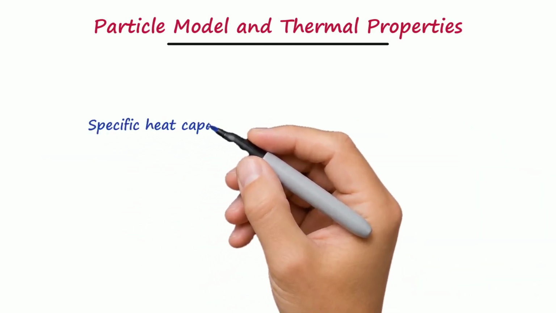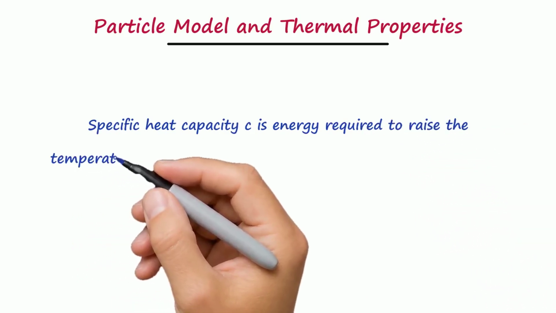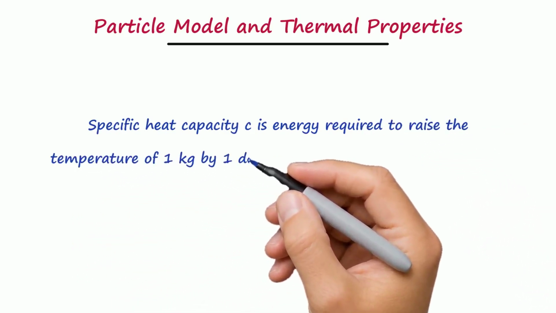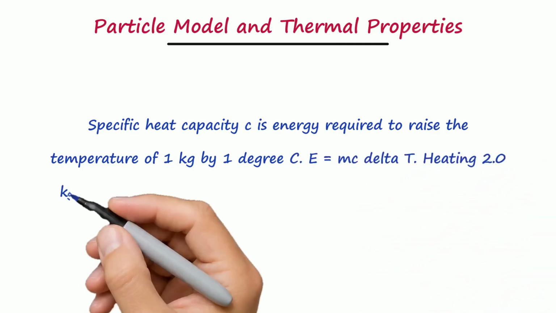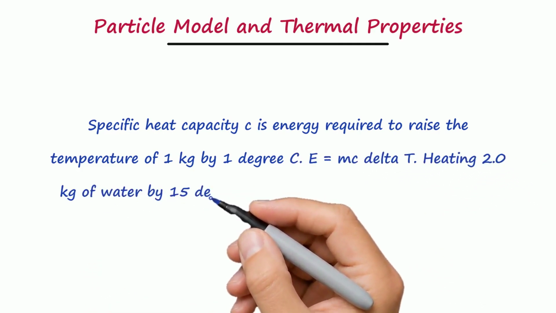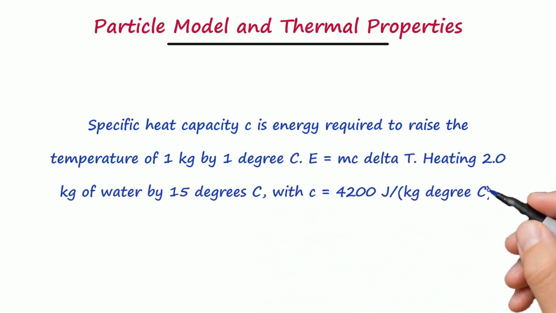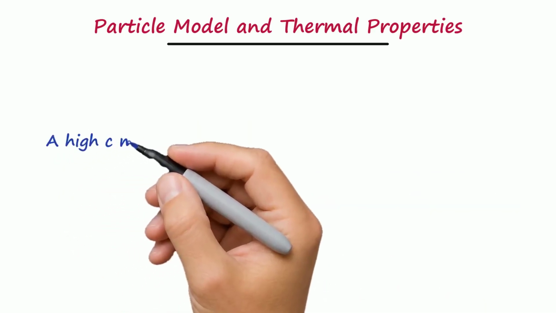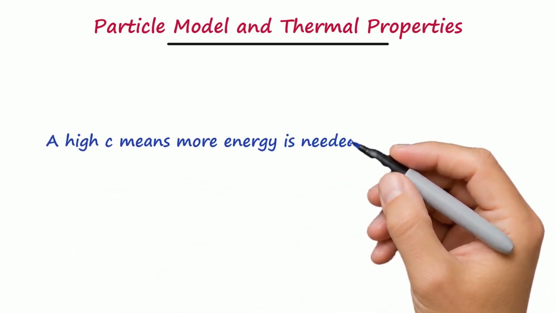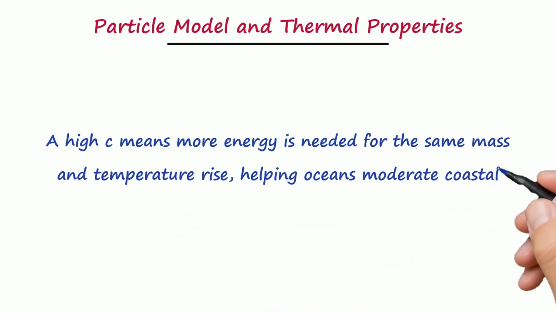Specific heat capacity C is energy required to raise the temperature of 1 kg by 1 degree C. E equals mc delta T. Heating 2.0 kg of water by 15 degrees Celsius, with C equals 4,200 J per kilogram degree C, needs 126,000 J. A high C means more energy is needed for the same mass and temperature rise, helping oceans moderate coastal temperatures.